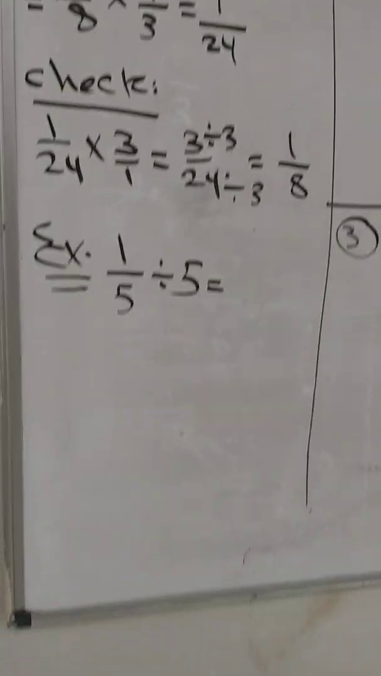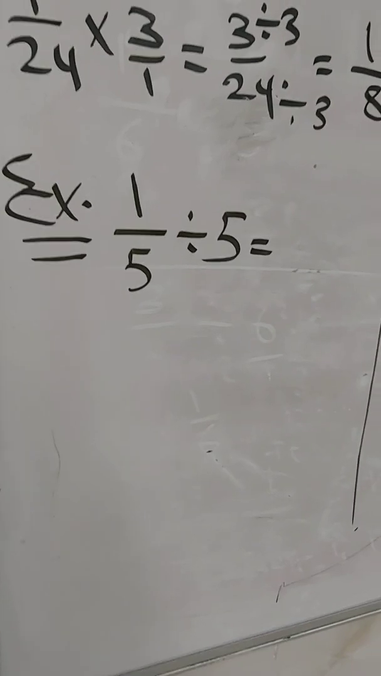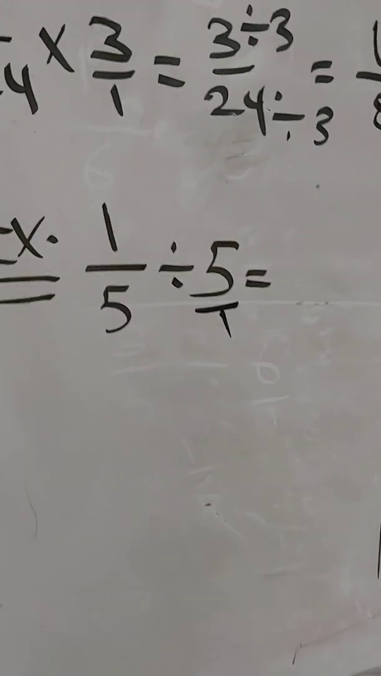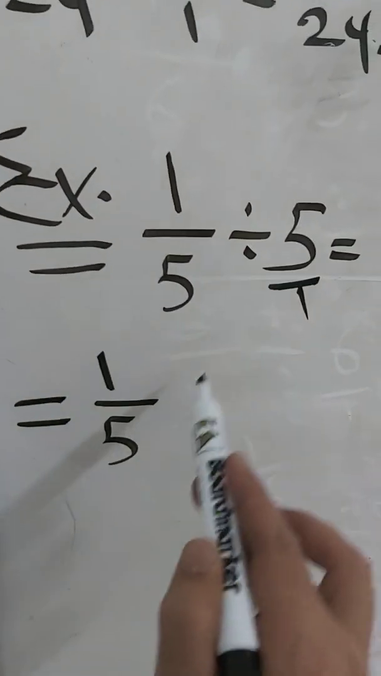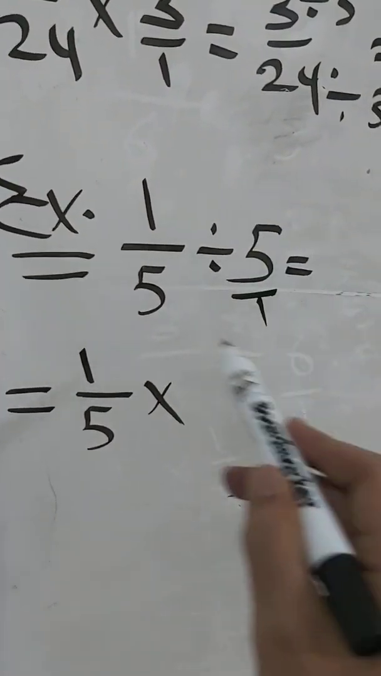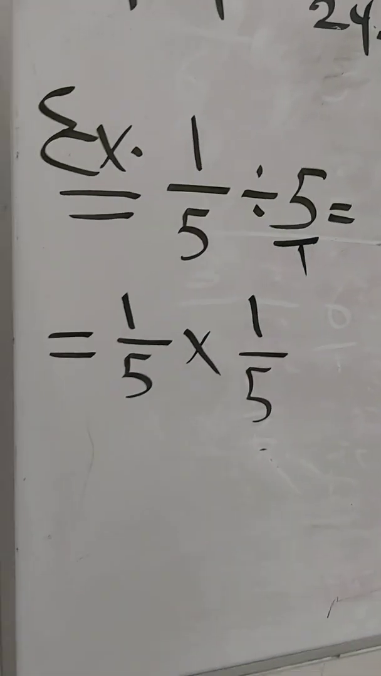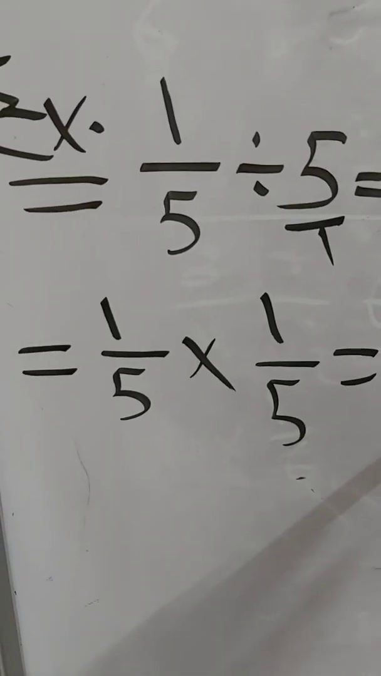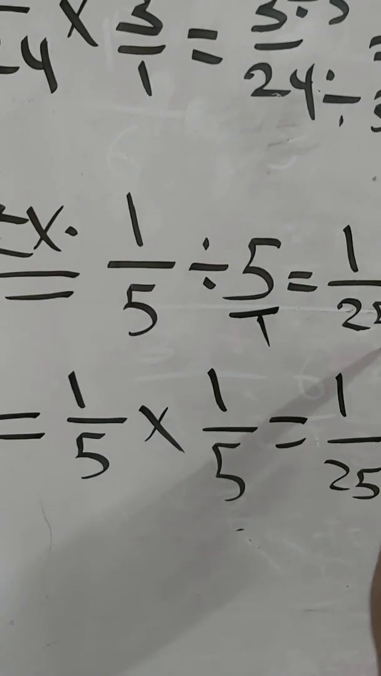Let's take this example here down. We have 1 over 5 divided by 5. First step, you make the 5 a fraction over 1. Now do the steps. The first fraction stays the same. The division becomes multiply, and you need to do the reciprocal of the second fraction. 5 over 1 will be 1 over 5. Now do normal multiplication. 1 by 1, 1, 5 by 5, 25. So the answer of this division is 1 over 25.